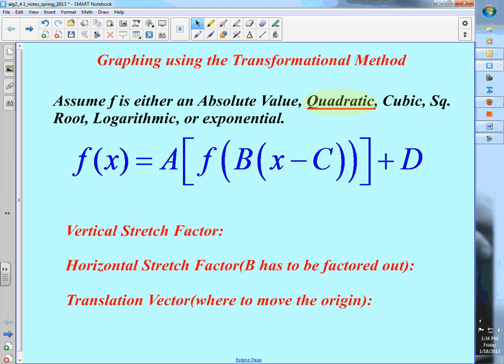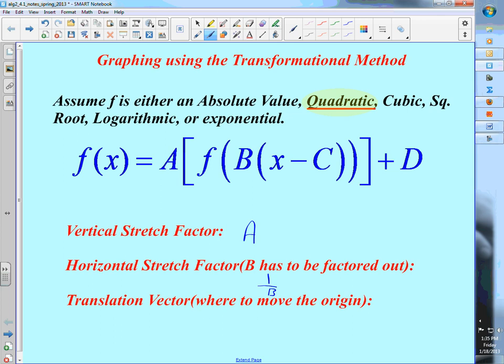When you're in this form, what's the vertical stretch factor? A. The vertical stretch factor is A. The horizontal stretch factor is going to be, what is the horizontal stretch factor? 1 over B. And remember that it has to be in the form of B times the quantity x minus c. It has to be in a factored form, B times the quantity x minus c.